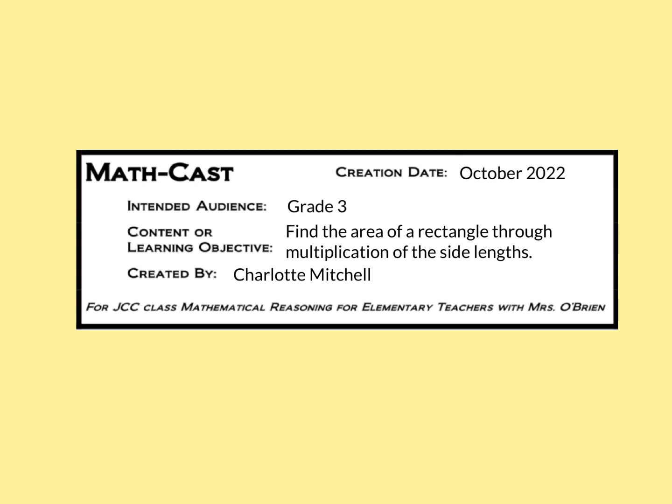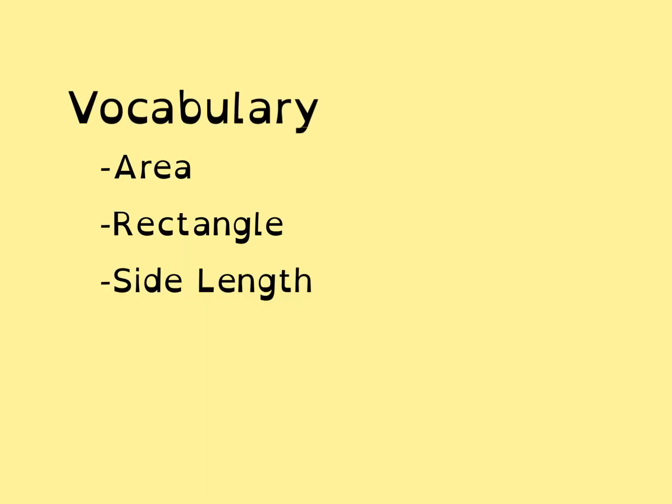Today's Mathcast is for third graders, and our learning objective is find the area of a rectangle through multiplication of side lengths. First, we need to go over some vocabulary to be able to complete this lesson. We are going to go over the words area, rectangle, and side length.